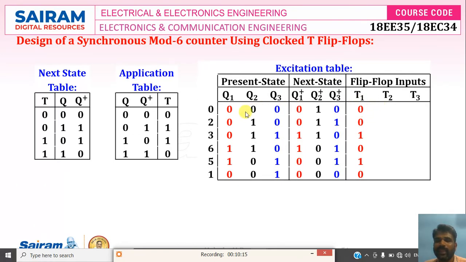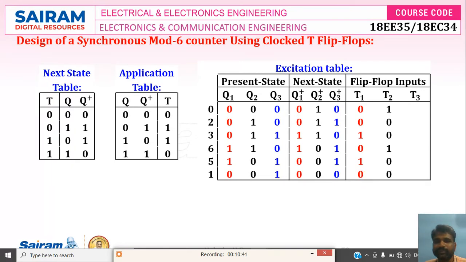See T1. Observe the transition Q1 to Q1 plus. 0 to 0, same transition, so 0. Again 0 to 0, same transition, 0. 0 to 1, different transition, so it is 1. 1 to 1, so same transition, 0. 1 to 0, different transition, 1. 0 to 0, same transition, 0.